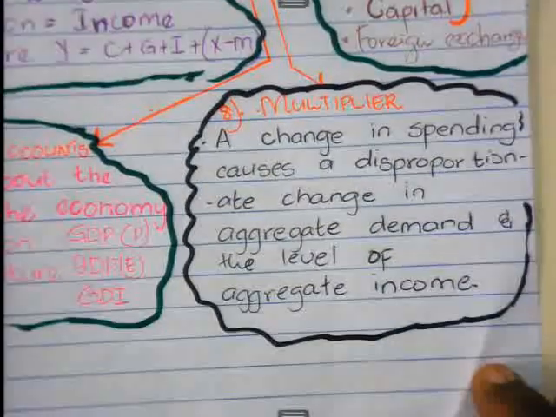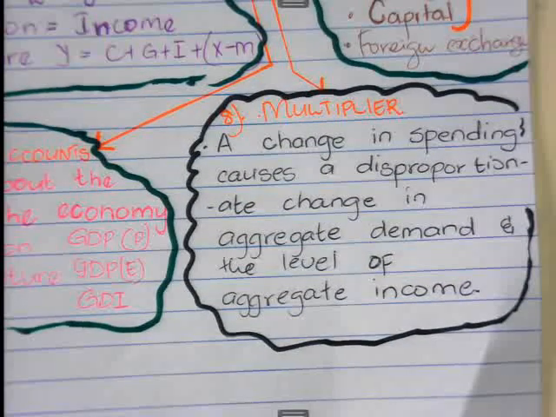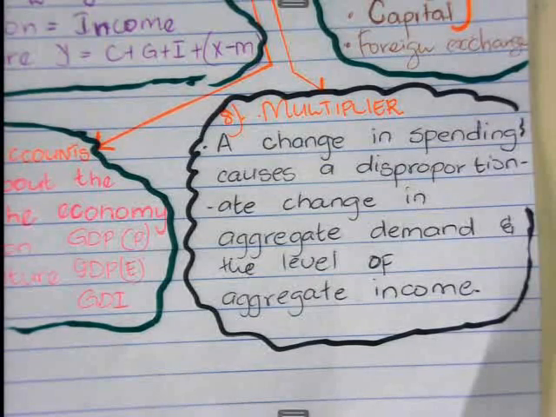The last topic under the circular flow would be the multiplier.